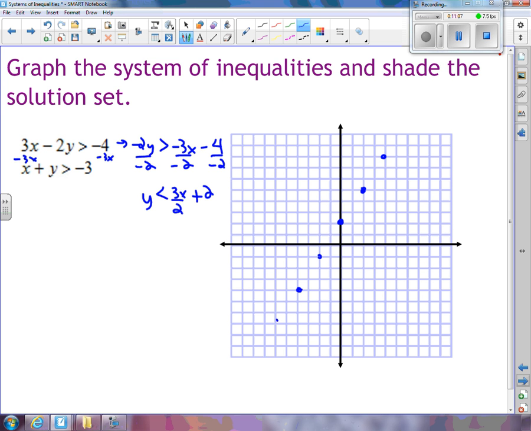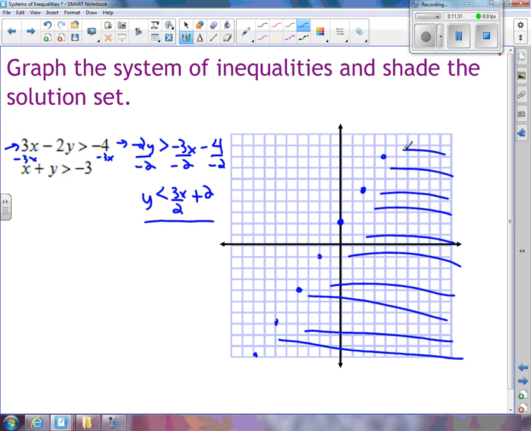Now that I have the boundary line graphed, I have to decide whether or not I should shade above or below. Now you have to look at this once the y is alone. You can't look at the original here. So now that the y is alone, y is less than, so I want to be shading below. And I guess I didn't make my boundary line yet. But before you do that, you should decide whether your line is going to be solid or dotted. Because it's just less than, I'm going to have a dotted line.